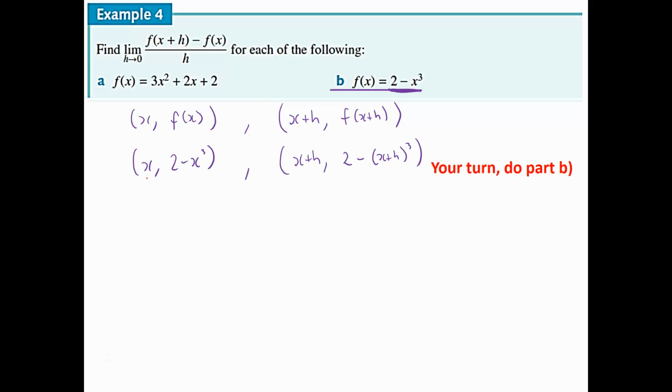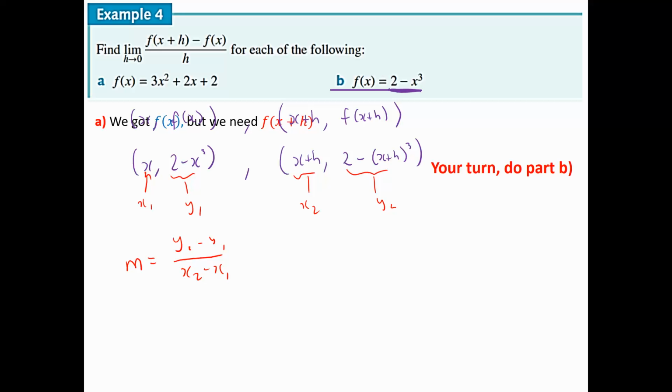All I'm saying is this is x1, y1, x2, y2. Then you do your first principles. The first principle says to find the gradient, it's y2 minus y1 over x2 minus x1. According to what I have there, y2 is 2 minus (x plus h) cubed, minus, be careful here, I'm using brackets so I don't make mistakes, y1, which is 2 minus x cubed.